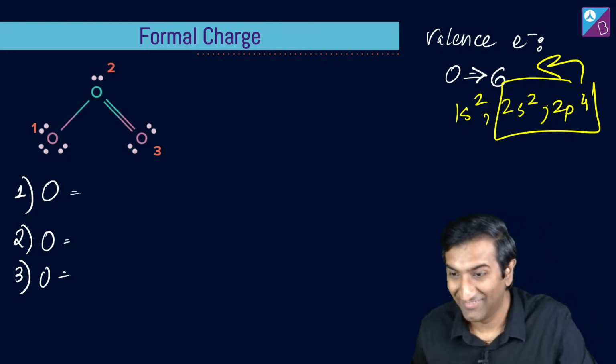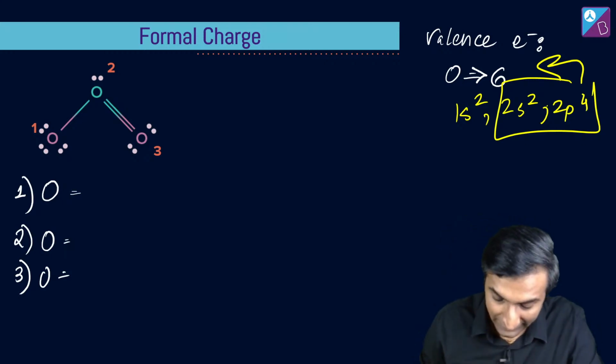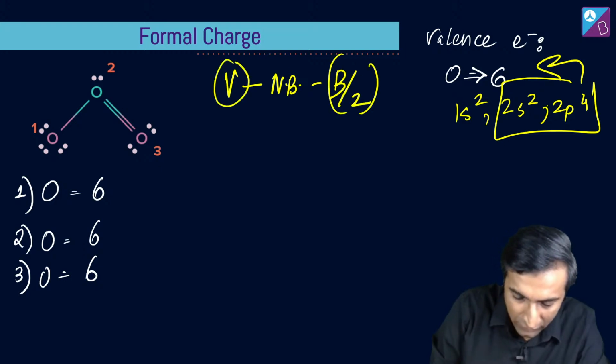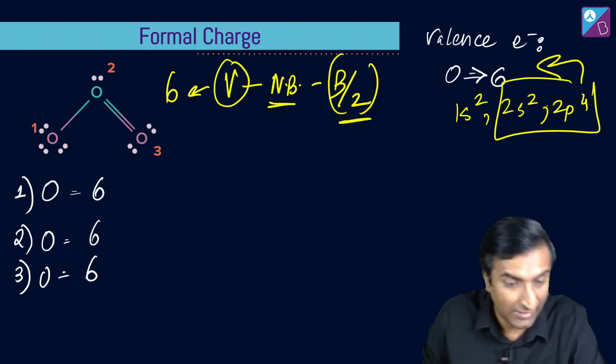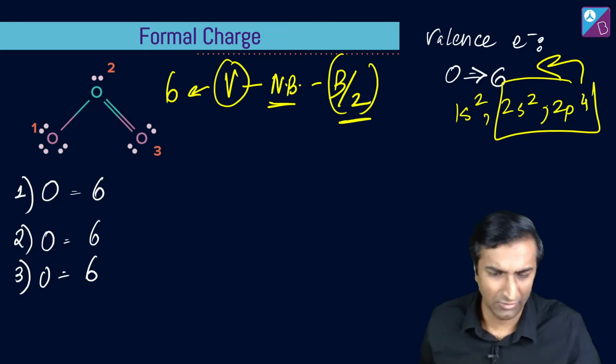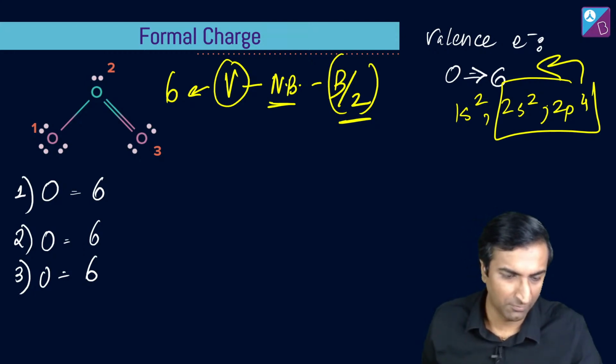Can you help me with that? Valence फॉर्मूला क्या है? V minus NB minus B by 2, है ना? तो V तो सब जगह 6 रहेगा. अब NB और B by 2 that will change for 1, 2 and 3. Can you help me with that, folks on the chat? Give me a small bit of a direction just to make sure कि आप लोग को जो भी हम लोग बात कर रहे हैं, छोटी छोटी बातें, वो आपको ठीक से समझ में आ रही है कि नहीं.